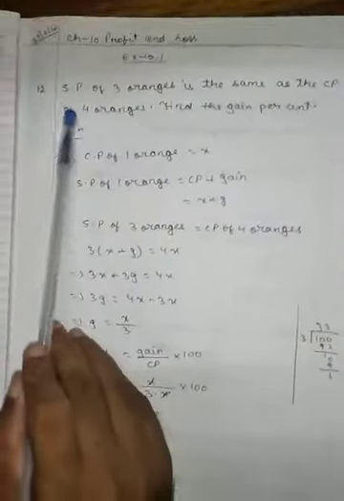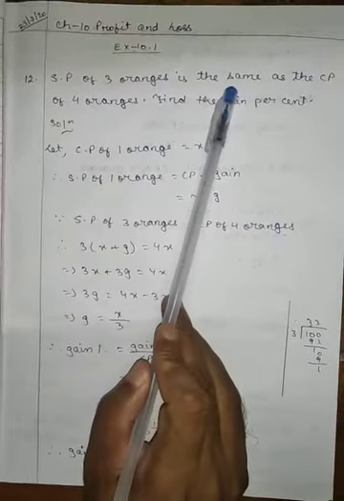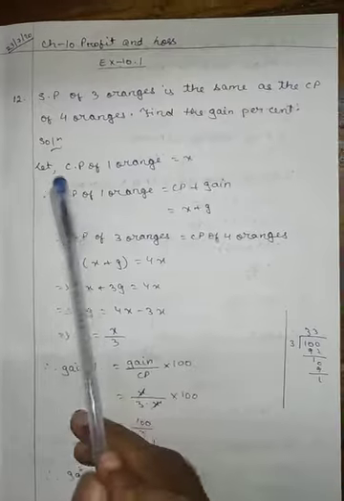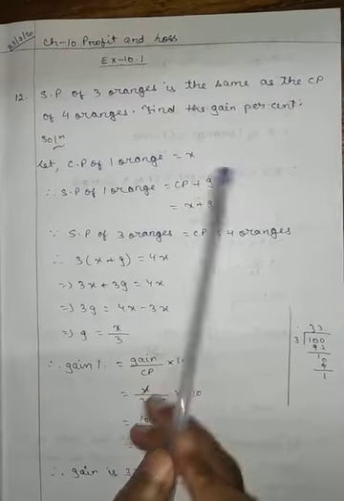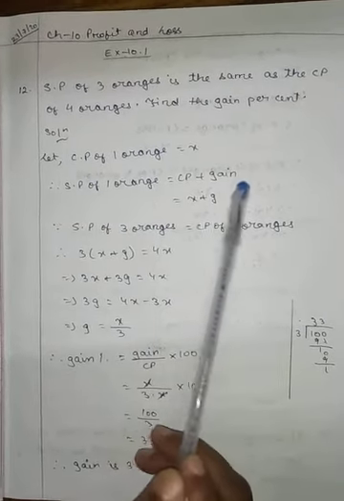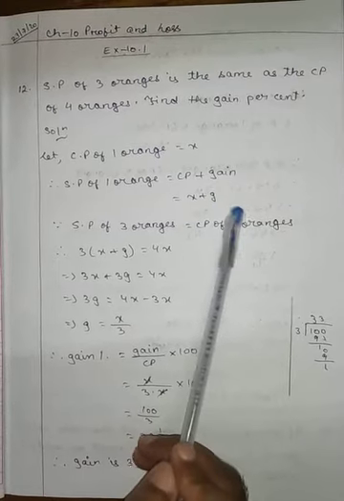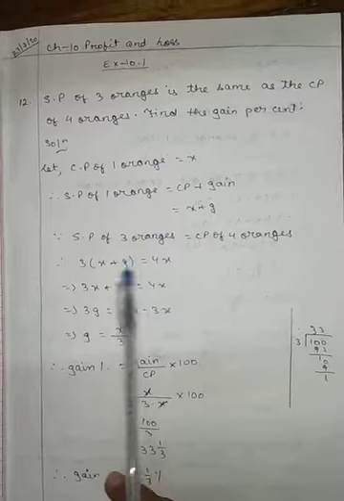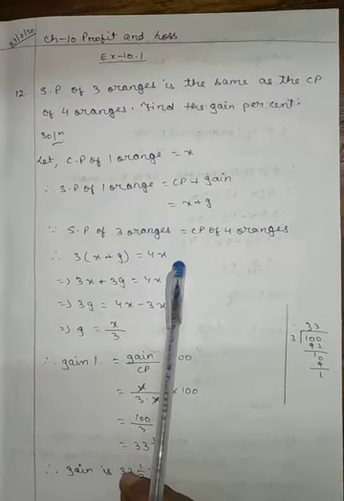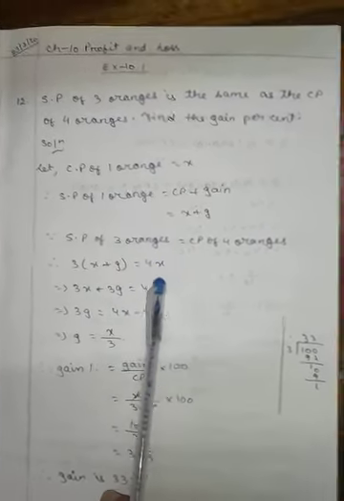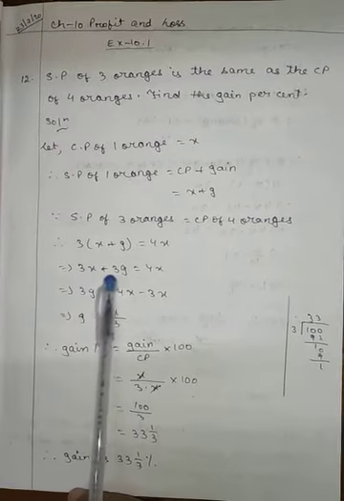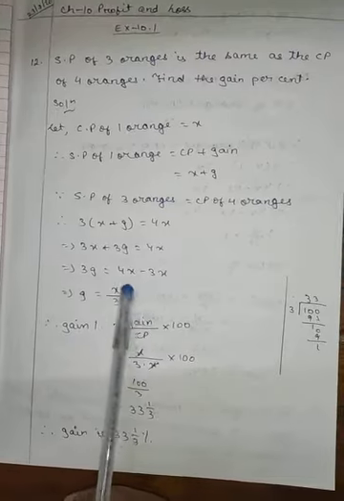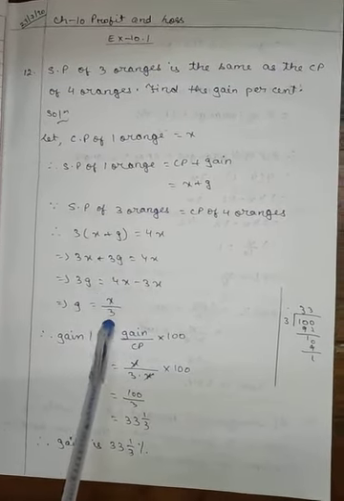Now question number 12. SP of 3 oranges is the same as the CP of 4 oranges. Find the gain percent. So same question. Let us select CP of 1 orange as X. Therefore, SP of 1 orange equals CP plus gain, that is X plus G. Since SP of 3 oranges is equal to CP of 4 oranges, 3 into X plus G equals 4 into X. Because CP of 1 orange is X, so 4 oranges is 4X. 3 into X plus 3 into G equals 4X. 3G equals 4X minus 3X, which is X. 3 goes down, so it becomes X by 3.